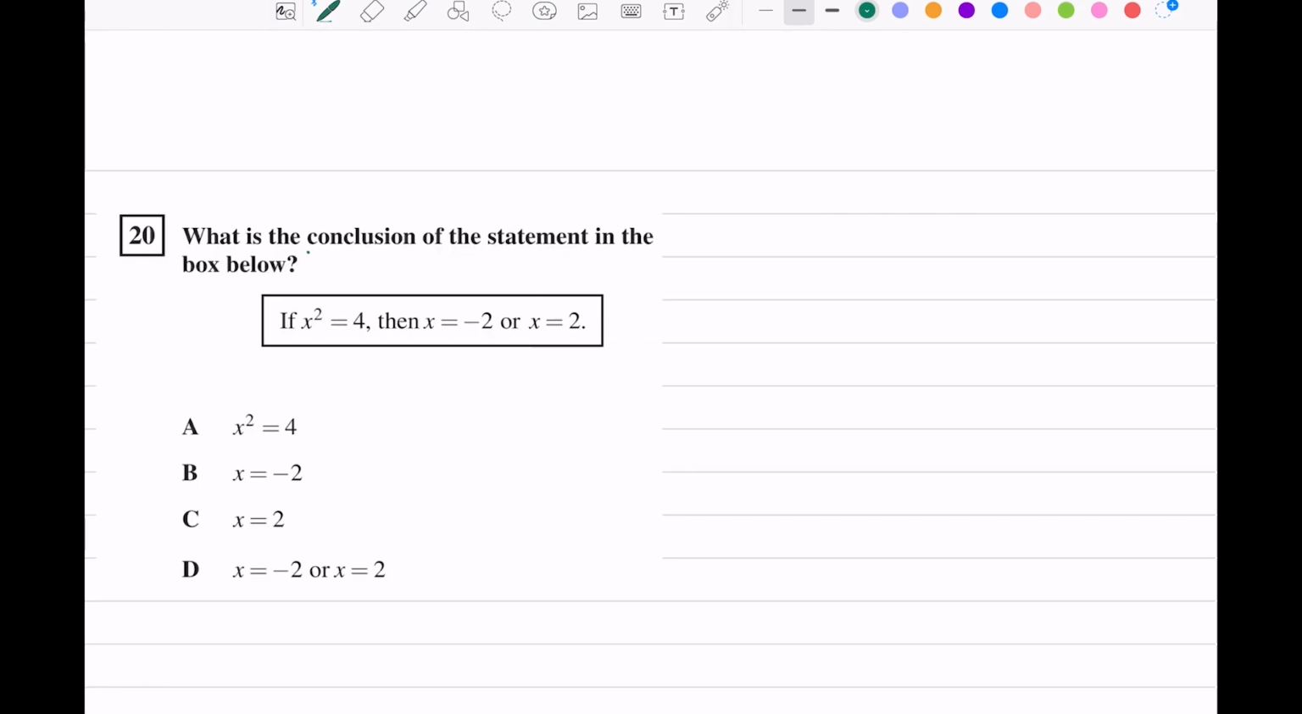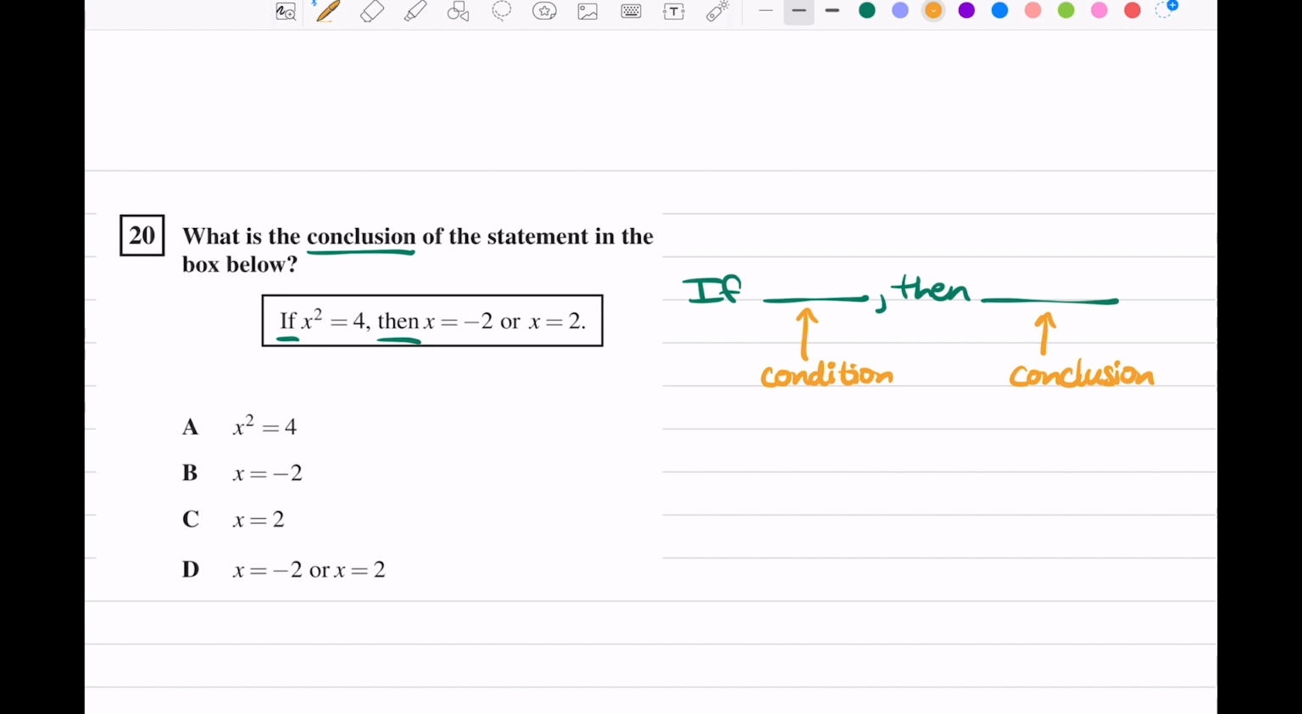What is the conclusion of the statement in the box below? If x squared equals 4, then x equals negative 2, or x equals positive 2. So we're not doing any math in this question. They just want us to identify a part of this statement. So oftentimes in math, you're going to have an if-then statement. So it'll say, if something, then something else. We call this first part the condition, and the second part the conclusion.